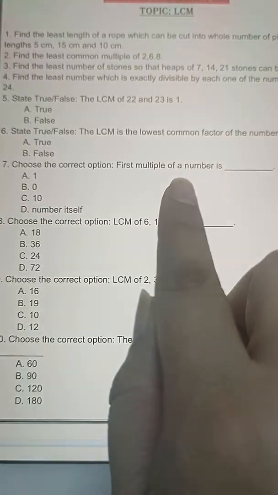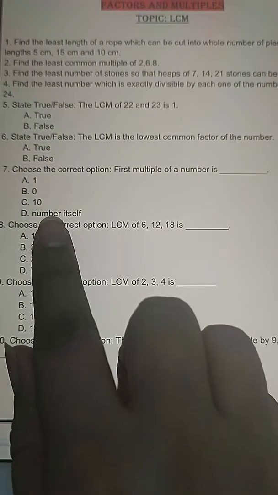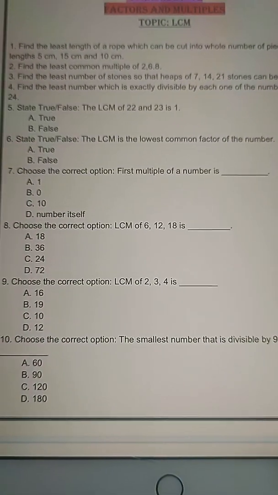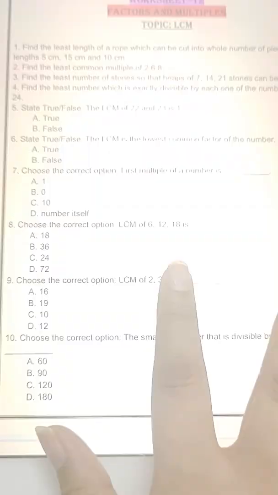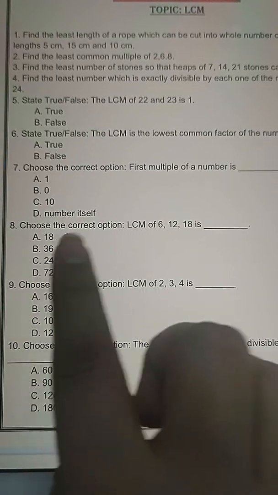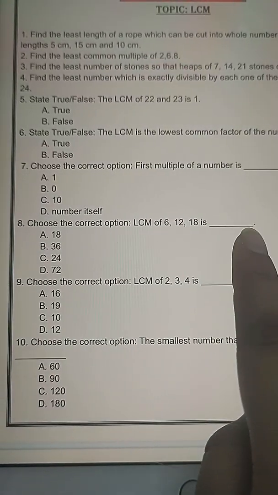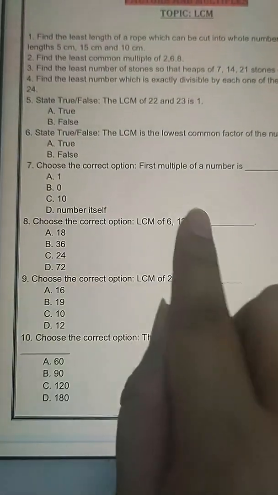Then choose the correct option. The first multiple of a number is 1, 0, or the number itself. That's what you have to write. Now you have to tick only. You just have to tick here. Choose the correct option: LCM of 6, 12, 18. You just do it in rough and you can tick it here.